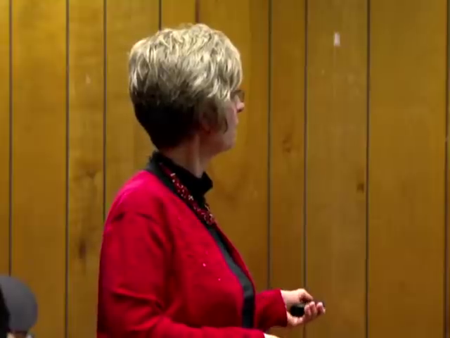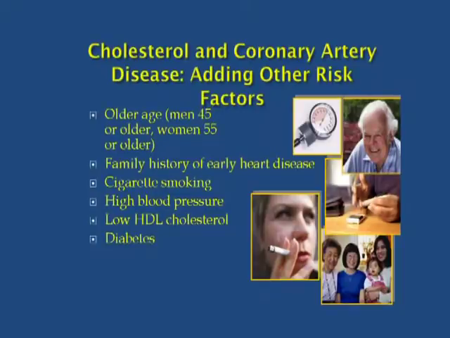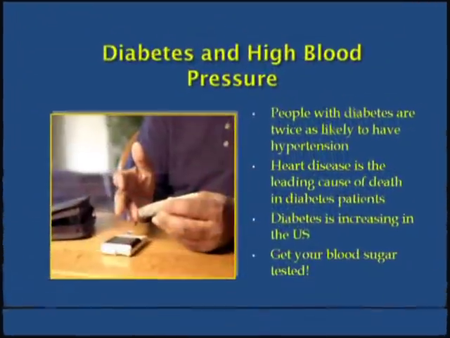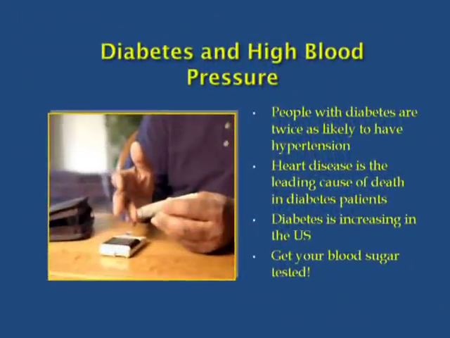And again, just a review of the risk factors as we had been talking about them: advancing in years, having a family history, smoking, blood pressure issues, looking at that low HDL that I mentioned, and being a diabetic. Those are all risks. Diabetes is a definite risk because people with diabetes have a host of other problems, and their incidence of developing other issues is greater than a non-diabetic, like being twice as likely to have high blood pressure. And heart disease is the leading cause of death in diabetic patients.